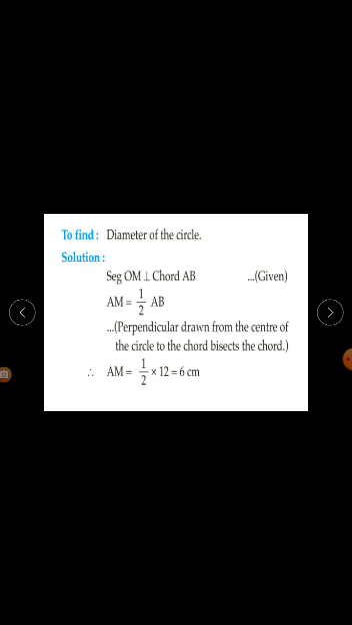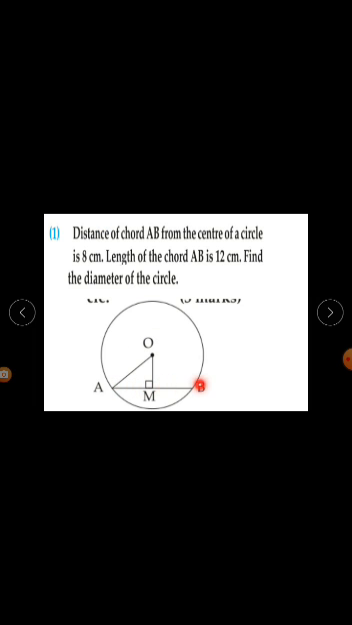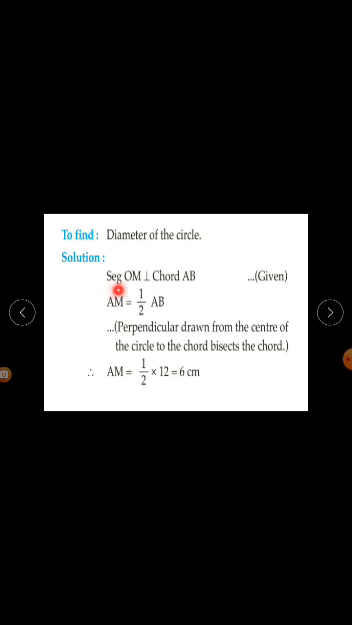Now solution. Segment OM is perpendicular to chord AB, it is given. Therefore, AM is half of AB, because perpendicular drawn from the center of the circle to the chord bisects the chord.